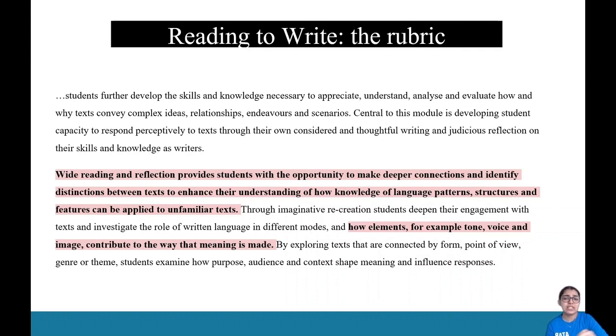And you're going to apply this knowledge to then deconstruct those texts. The second part here is how elements, for example, tone, voice, and image contribute to the way that meaning is made. Again, really important. How are these things working together? How is the text constructed to have a certain meaning?